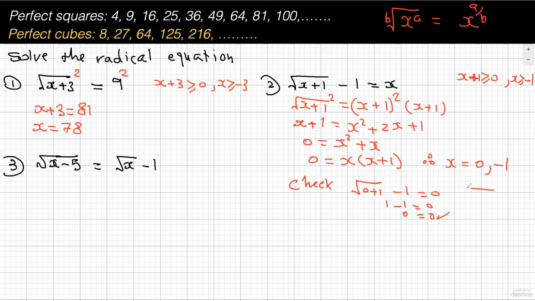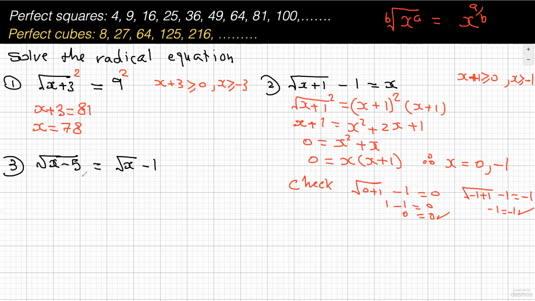How about if we try the negative 1? The negative 1 will be negative 1 plus 1 minus 1 should give you a negative 1. That is going to give me 0. Square root of 0 is 0. 0 minus 1, just minus 1. Negative 1 equals negative 1. That's check too. Now we're going to come to this third one here.